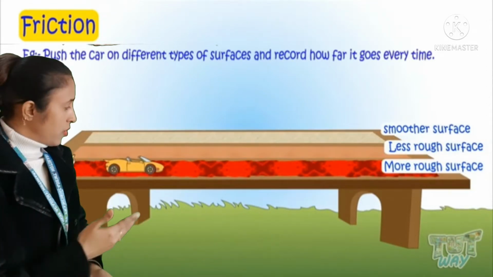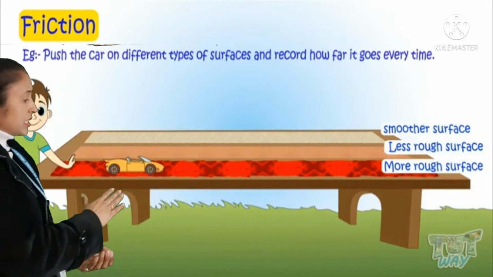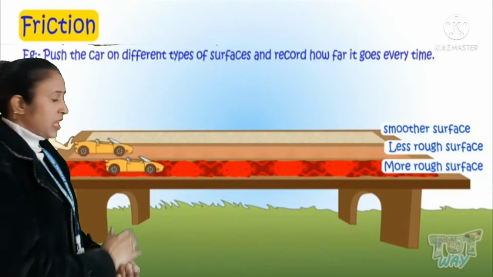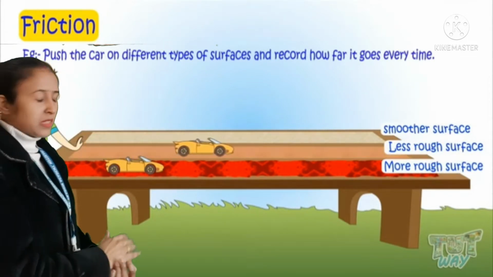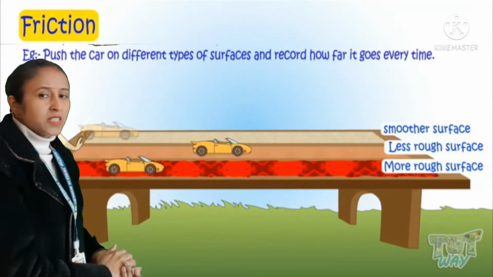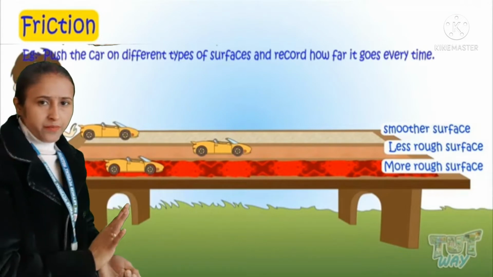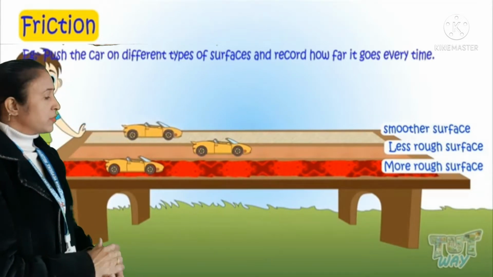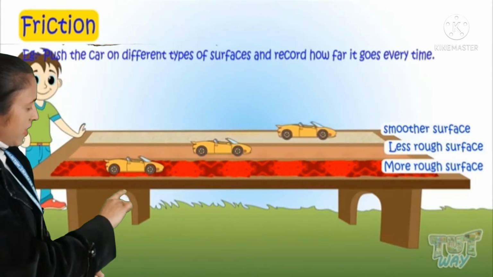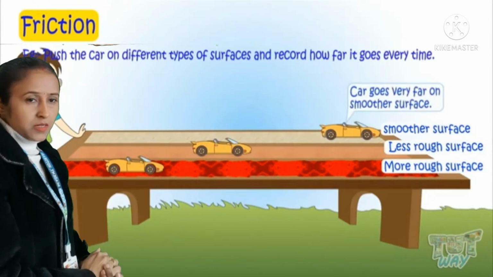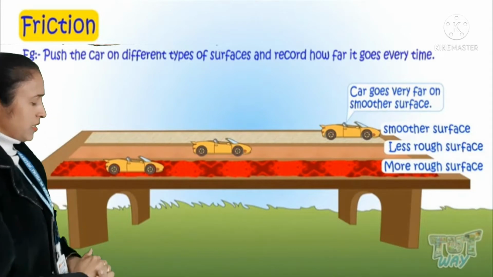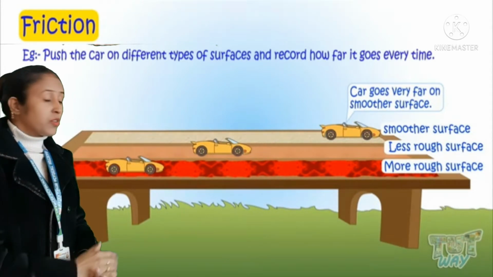Look at here, that car. There are three surfaces given. The first surface is very rough, the second one is less rough, and the third one is smoother. That boy moves the car on the first rough surface, but it is quite problematic to move the car on the rough surface.